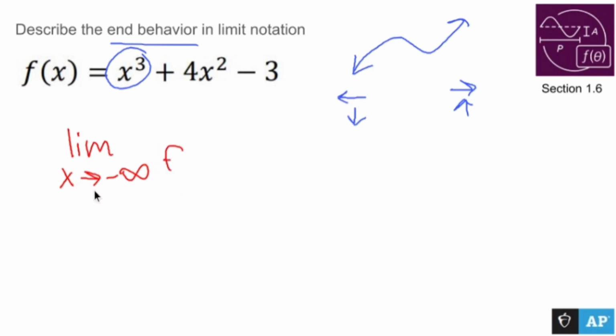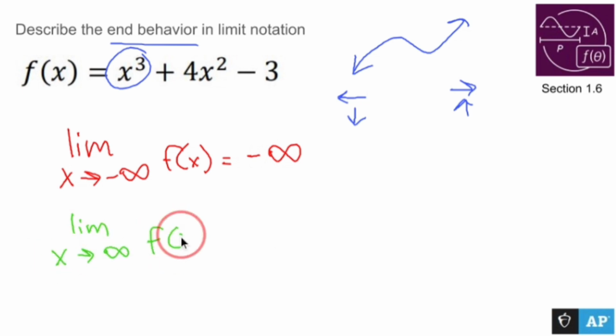Now, as I move to the left, I'm also going down. So the limit as x approaches negative infinity of f of x is going down, which means I'm heading towards negative infinity. As I move to the right, I'm going up. So the limit as x approaches positive infinity, which means x is getting larger, of f of x is going up towards positive infinity. So since I had an odd degree, it starts and ends in different directions. And since it's a positive leading coefficient, I start from the bottom, just like Drake, and then I end up top, just like me.